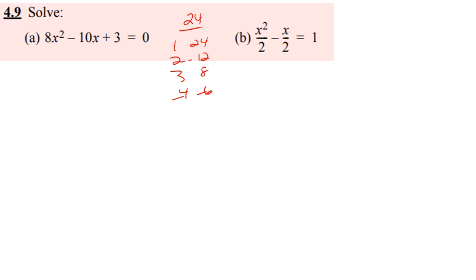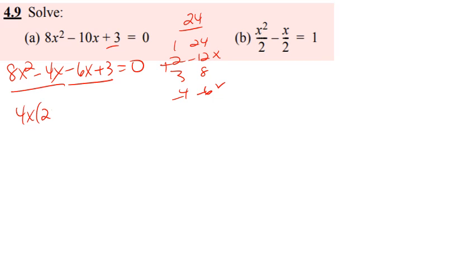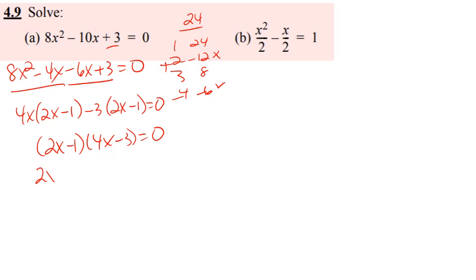Okay, both of these will work. It's not this one, it's going to be this one because this was positive. So then this is going to be 8x squared minus 4x minus 6x plus 3 equals 0. Factor by grouping. While I'm doing this, I'm going to just set each one equal to 0 and solve.